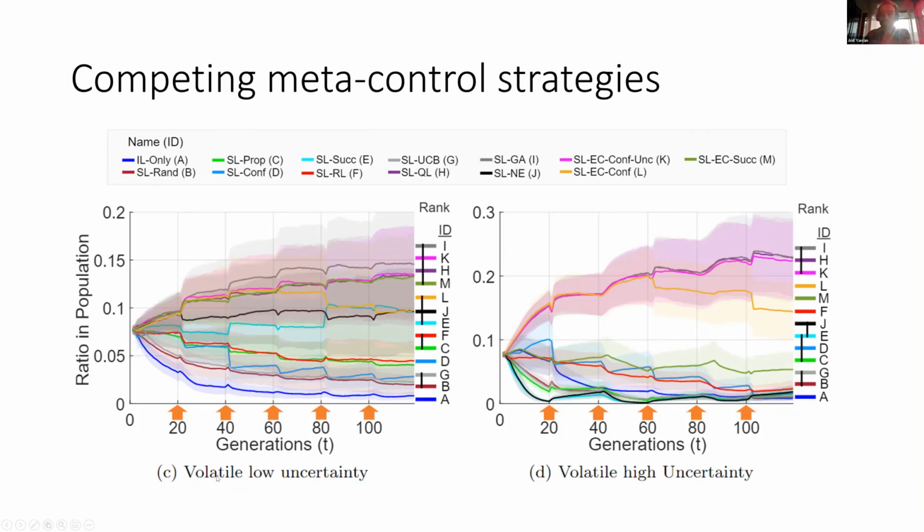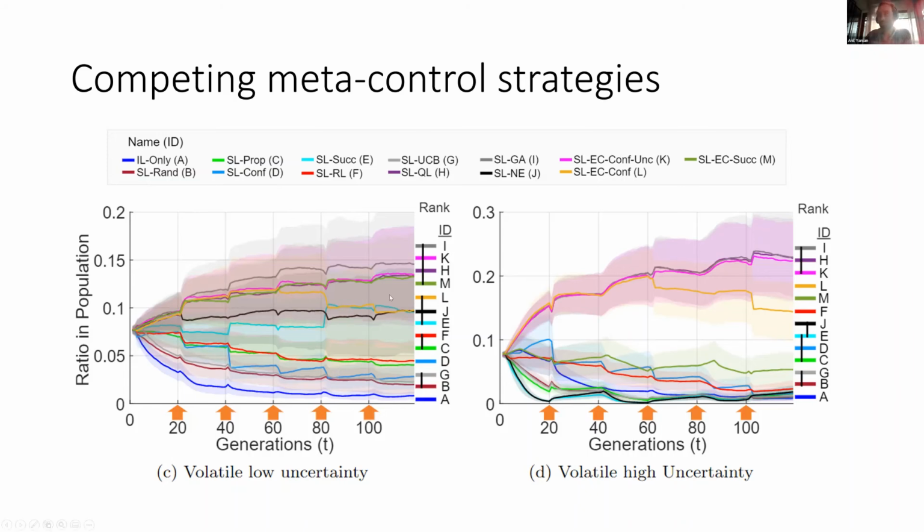We tested on different environments with volatile, low and high uncertainty, and also other environments in the paper, but I'm just showing two examples here. Volatile means that we change the environment very frequently. Here, for example, each change is indicated with these arrows. And after each change, the uncertainty of the environment, the reward distribution configurations, reward functions, and parameters are changed randomly.